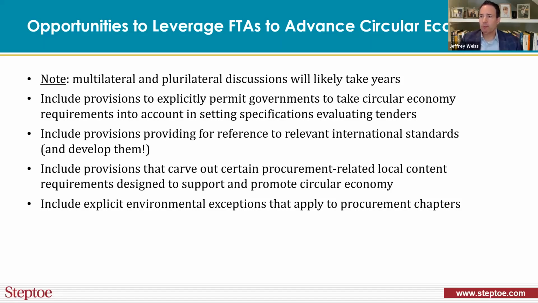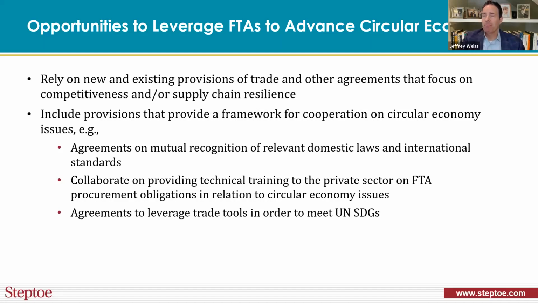You can also include provisions that allow certain procurement-related local content requirements that promote circular economy. So you can do that as well. And you can be even more explicit about the environmental exceptions that apply to procurement chapters, and say it specifically applies to circular economy. Again, I think that's already in there, but if you wanted to do more, you could.